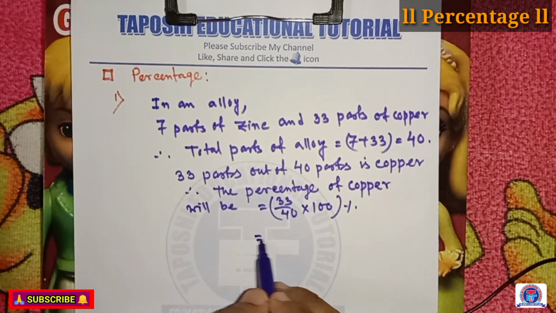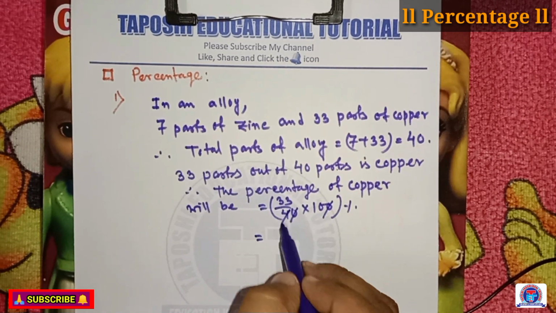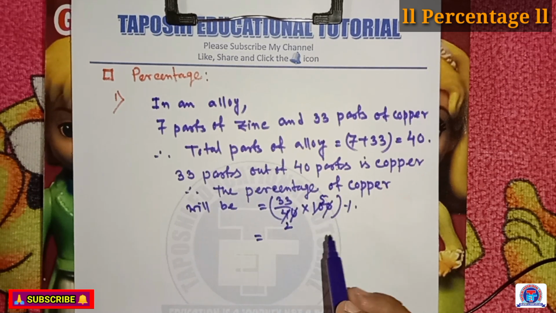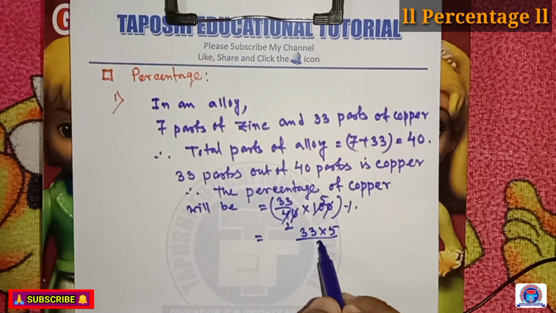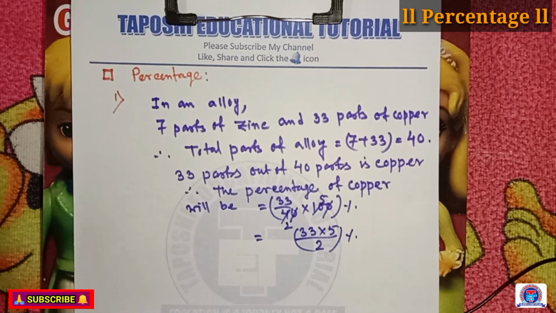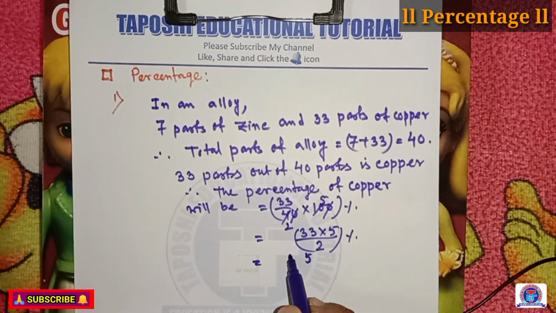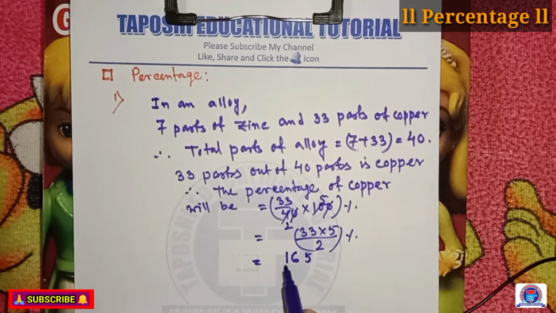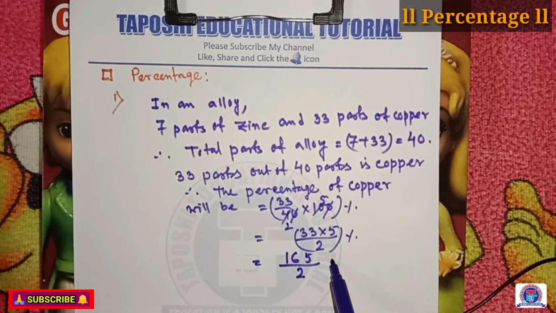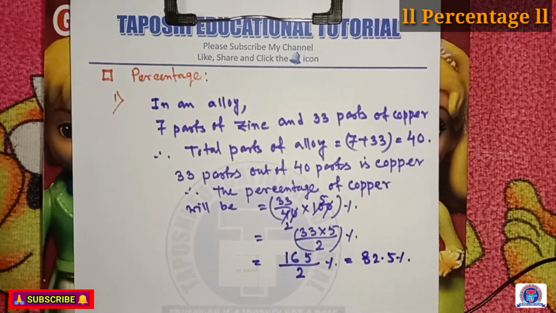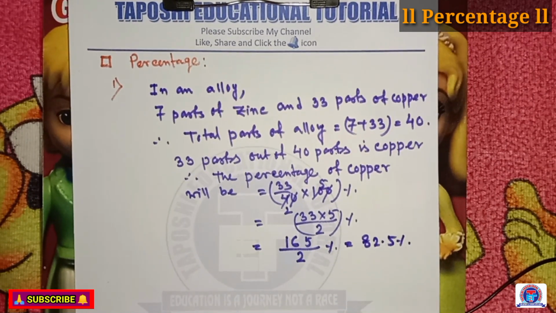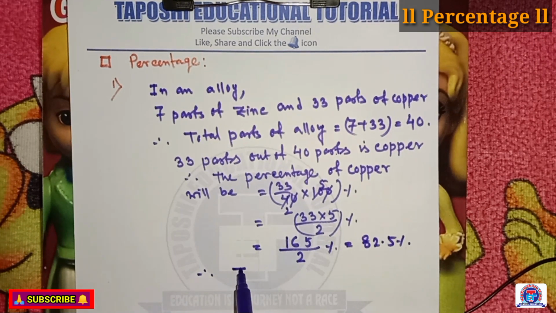Correct. So it will become: the two zeros cancel, 2 into 2 is 4, this one 5. So we can write 33 into 5 divided by 2, its percentage. That means it will become 165 by 2. That means it will become 82.5 percentage.